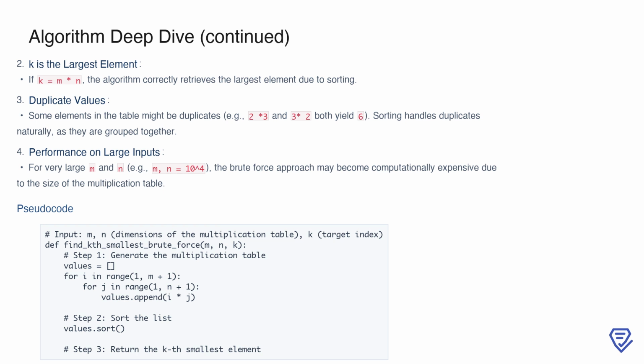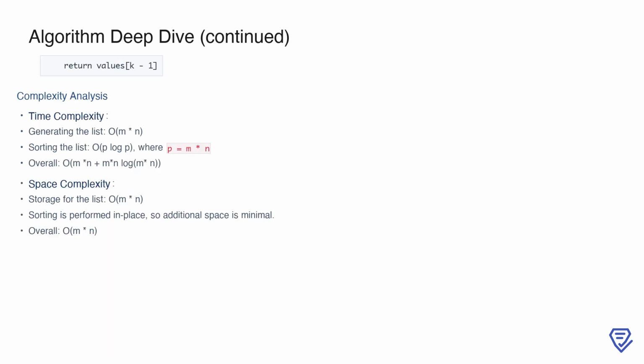To summarize, the pseudocode for this approach involves generating the list of products, sorting it, and returning the kth smallest value. Here is the complete pseudocode. We define a function that takes m, n, and k as inputs. First, we initialize an empty list called values. Using nested loops, we iterate over all row indices from 1 to m and all column indices from 1 to n, computing the product of i and j and appending it to the list.